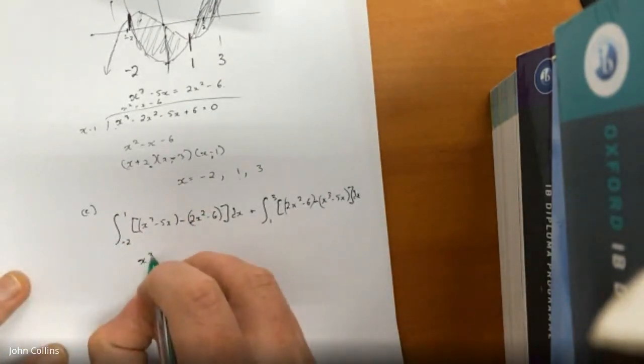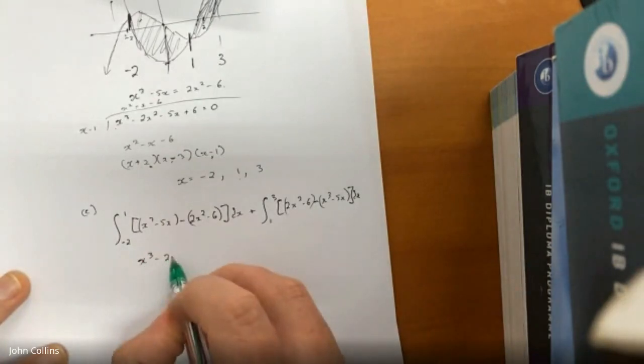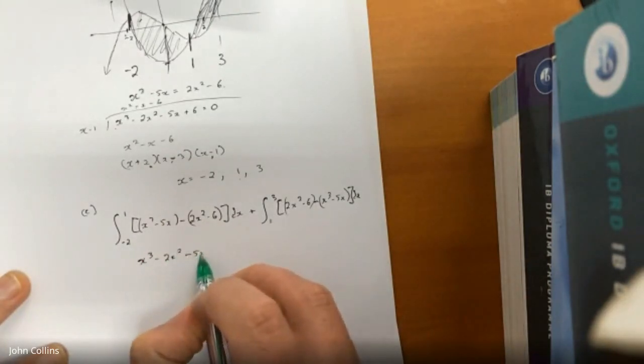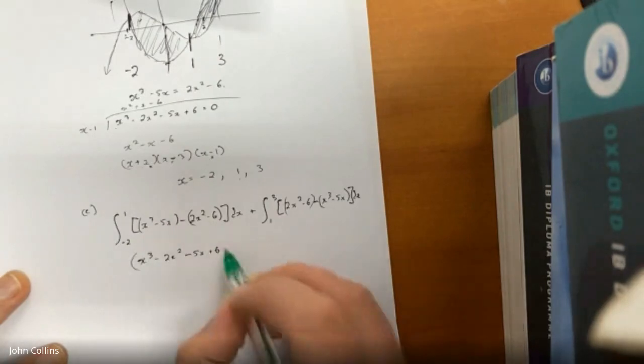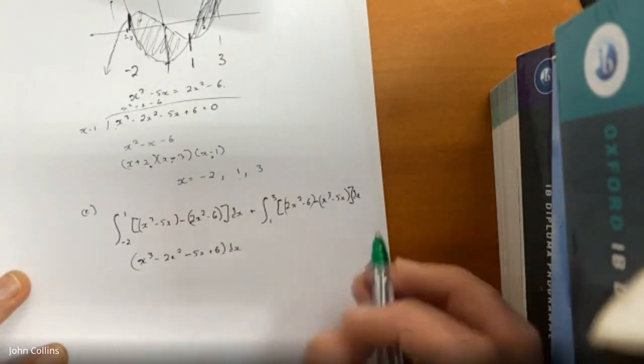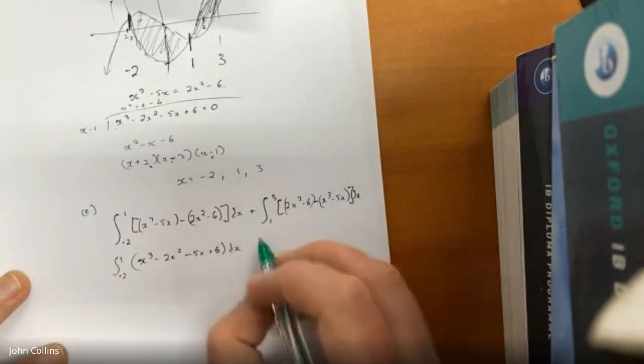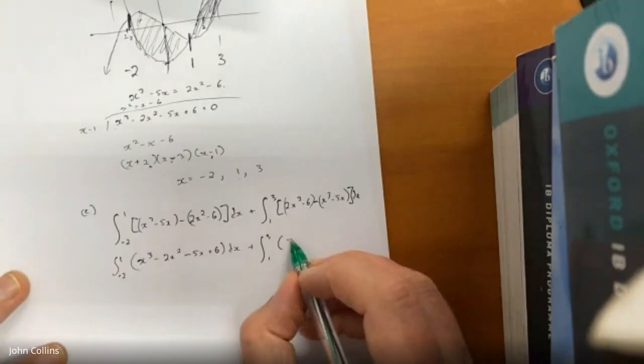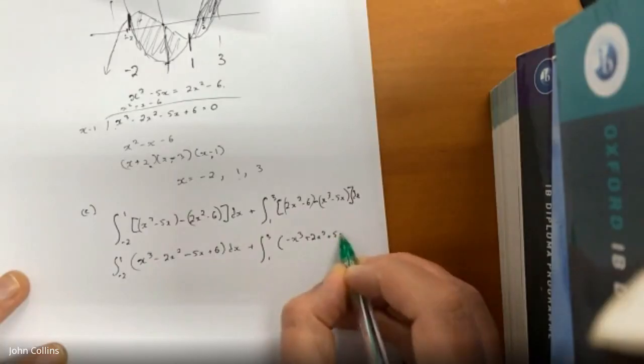So x cubed minus 2x squared minus 5x plus 6, dx. So hopefully, Rigel, at some stage you'll stop me and say, oh yeah, I already see it. So I screwed up the 6. I put positive for both of them. Oh, okay, yeah. So it should be minus x cubed plus 2x squared plus 5x minus 6.